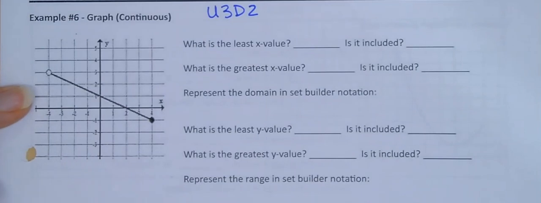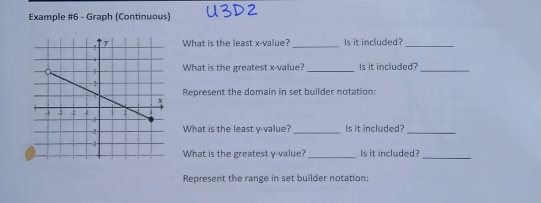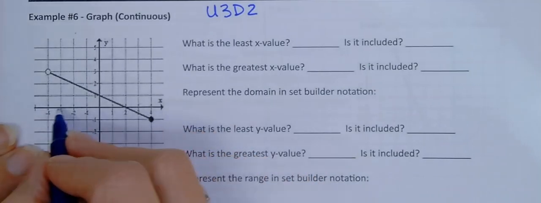Okay, so this is continuing on with our Unit 3, Day 2 notes on domain and range. What we're going to look at now is a continuous graph, and we're going to find our domain and range. The way we do this is we think about all of the possible x values if we want the domain. So I want to know what's the smallest x value I could possibly have, and is it included? And then what's the biggest x value I could possibly have? So we're scanning our x-axis from left to right here.